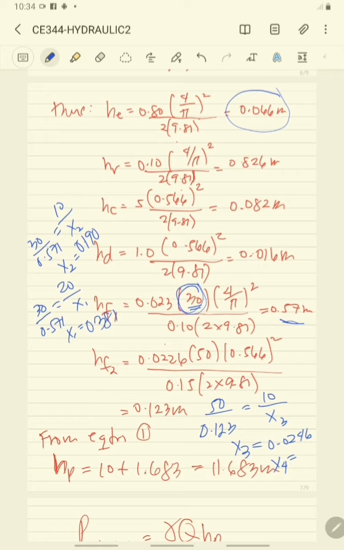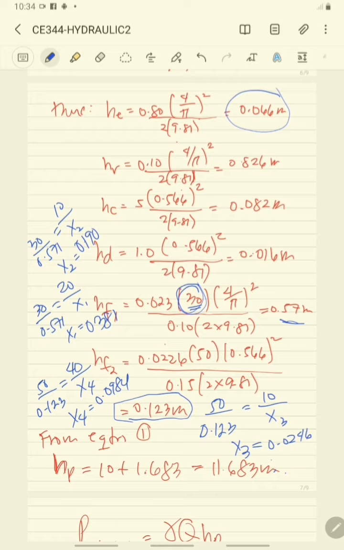Okay, so how about for the x4? You have 50 over 0.123, which is 40 over x4. So we have x4, that is for larger pipe, 0.123 times 40 divided by 50. So you have 0.0984. So you have to add 0.0246. It should have a total of 0.123. So which is correct. Okay.